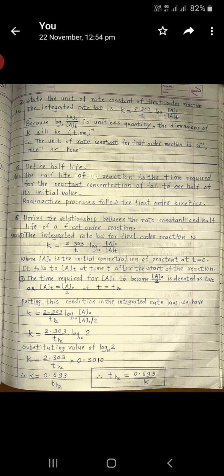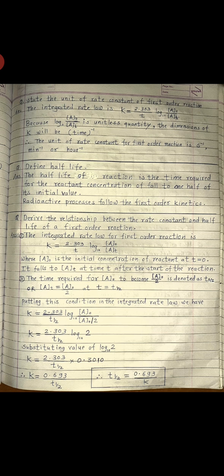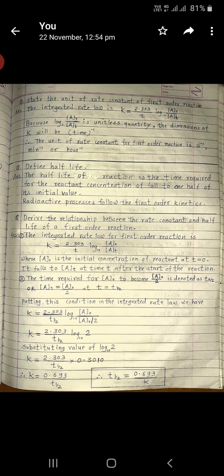What is the value of 2.303 into 0.3010? It is equal to 0.693. So k is equal to 0.693 upon t half. Therefore, t half is equal to 0.693 upon k. This is the mathematical expression for half-life of a first order reaction, and this is a very important derivation.